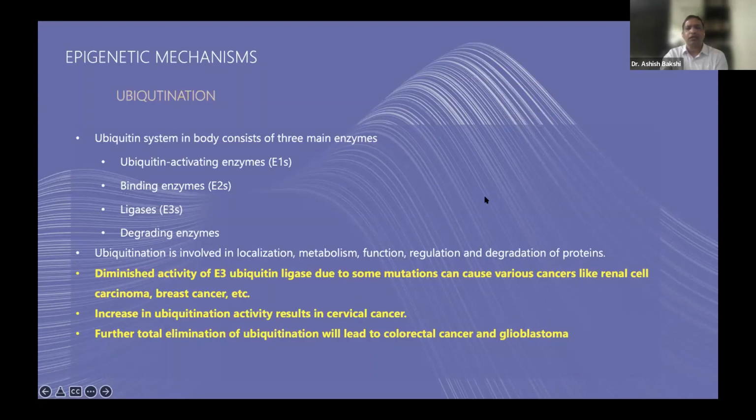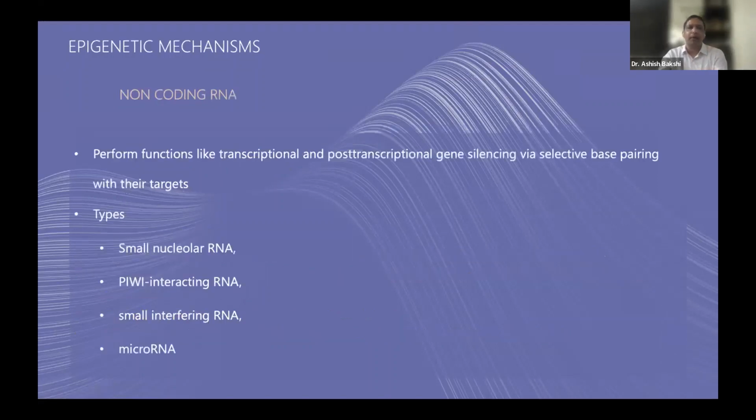Now, these alterations are extremely important to know, because then you can determine which specific pathway to target in a particular malignancy. Similarly, non-coding RNAs like small nuclear RNA and small interfering RNA can be used, and this is again a different field altogether, of small interfering RNA, which are being exploited in cancer therapeutics.